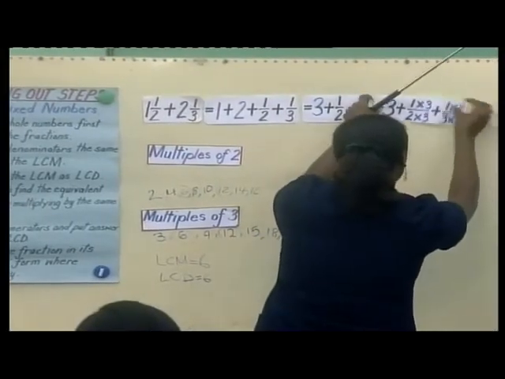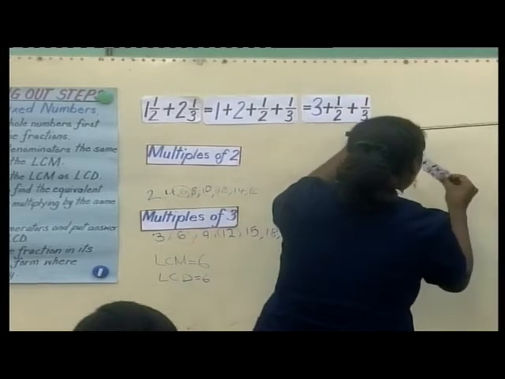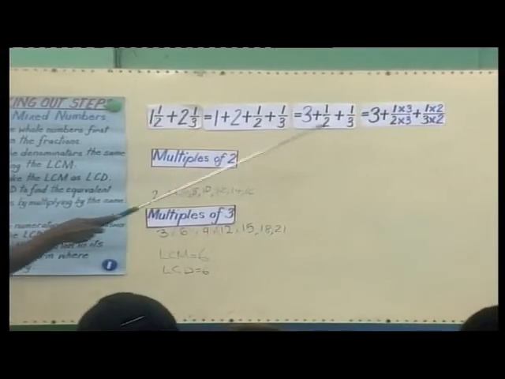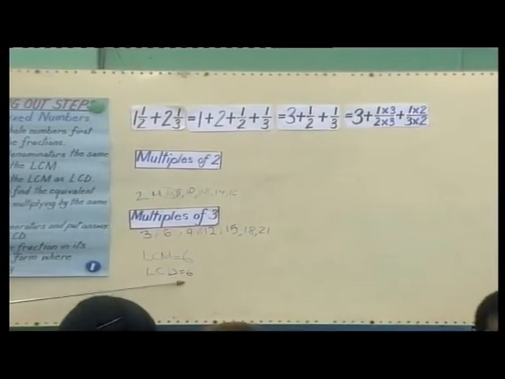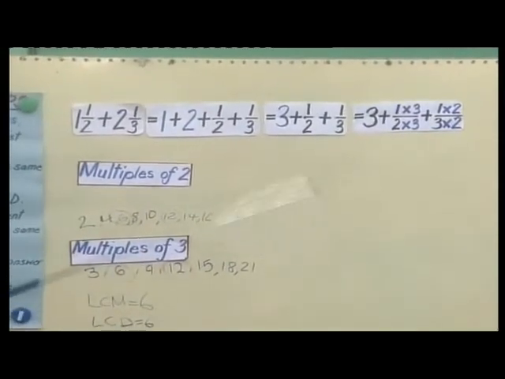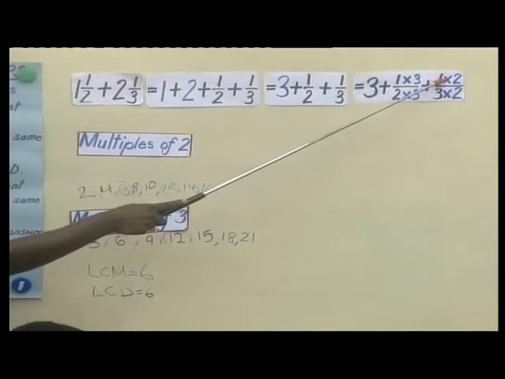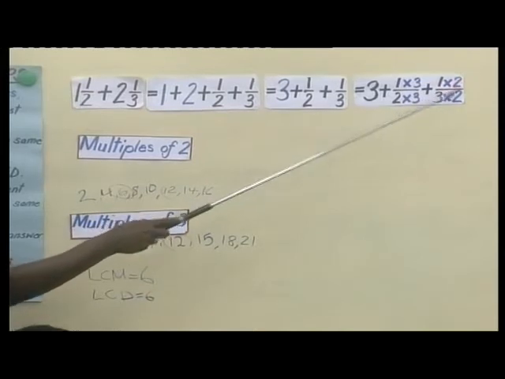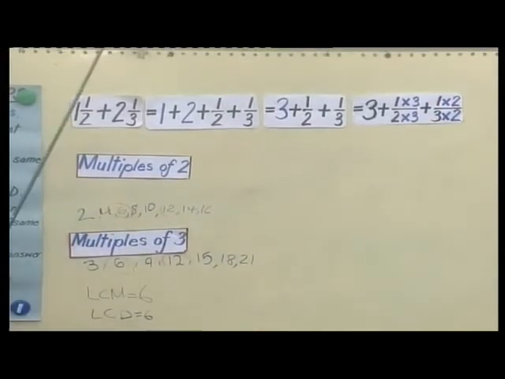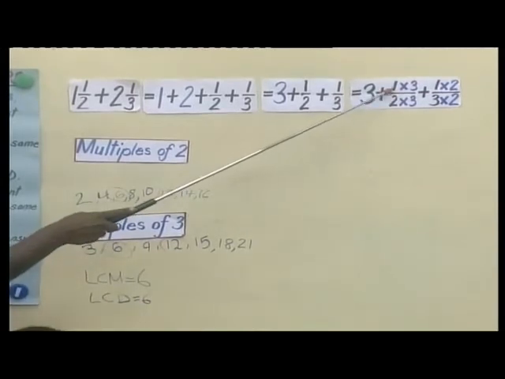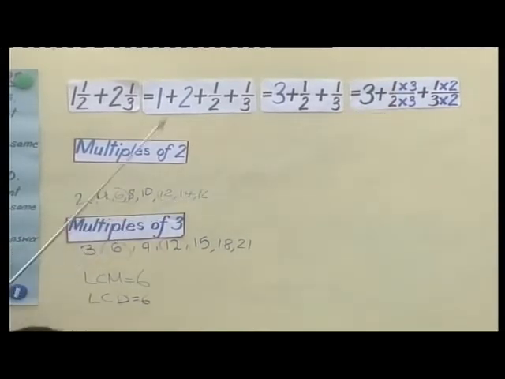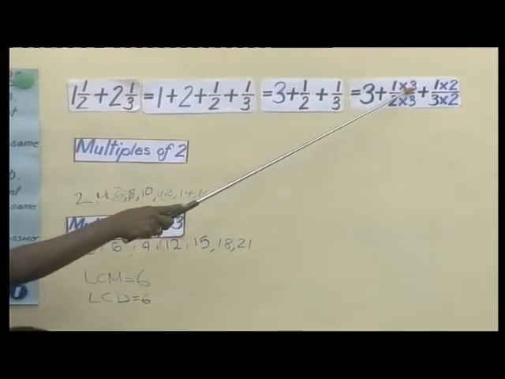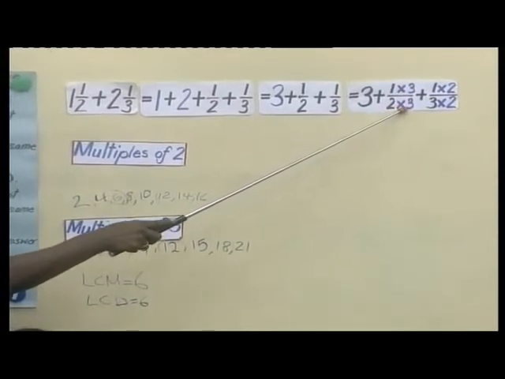Okay, watch carefully, please. And 3 times what number will give 6? 2. So we multiply the second fraction, which is 1/3, by 2. We have 1 times 2 at the top and 3 times 2 at the bottom. So likewise for a half, 2 times 3 will give 6. That's why we multiply by 3 on the numerator as well as the denominator.